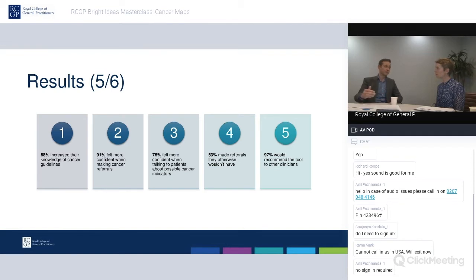And we know those referrals they made, they wouldn't have otherwise, were based on NG12. So they were right referrals. The pilot wasn't involved enough to get feedback on whether anyone diagnosed cancer that they otherwise wouldn't have. But I would like to think they did with those numbers. And then we see 97% would recommend the tool to other clinicians.